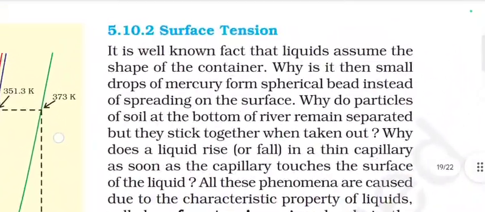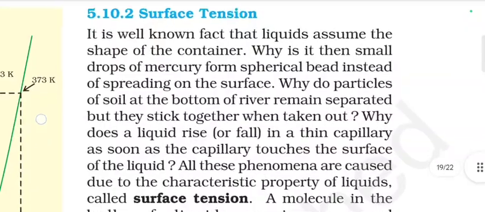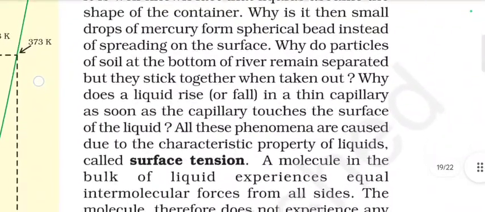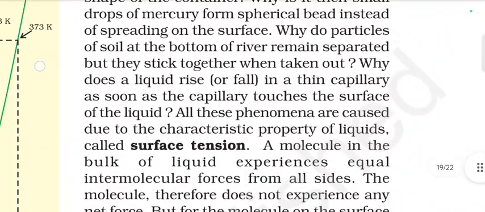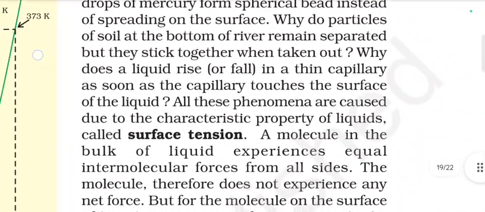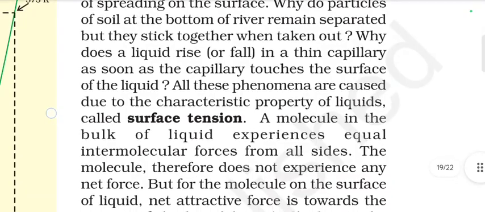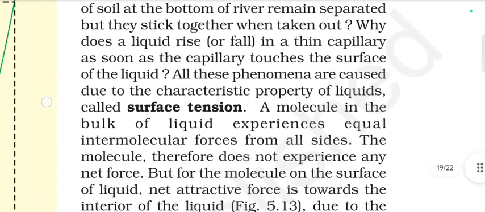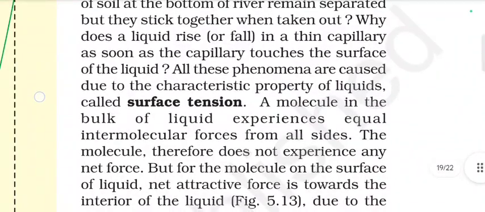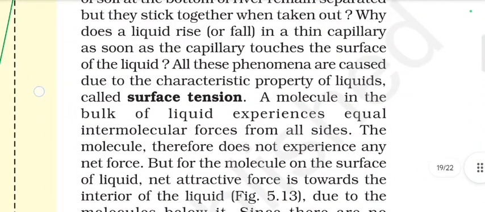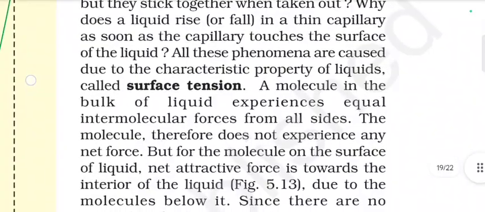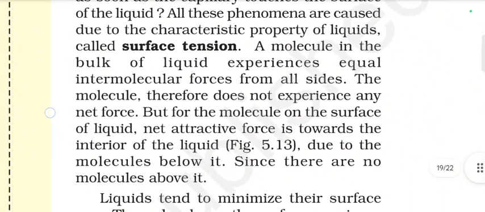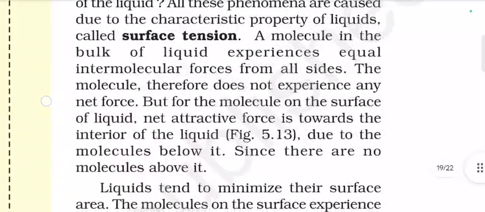Surface tension. It is a well known fact that liquids assume the shape of the container. Why? Why do small drops of mercury form spherical beads instead of spreading on the surface? Why do particles of soil at the bottom of a river remain separated but stick together when taken out? Why does a liquid rise or fall in a thin capillary as soon as the capillary touches the surface of the liquid? All these phenomena are caused due to a characteristic property of liquids called surface tension.